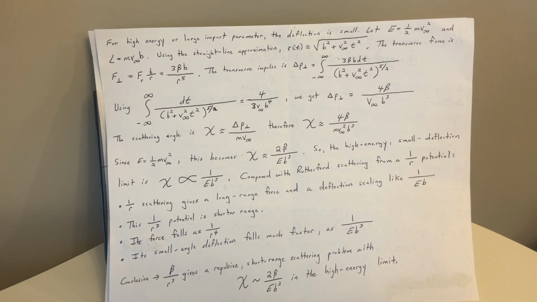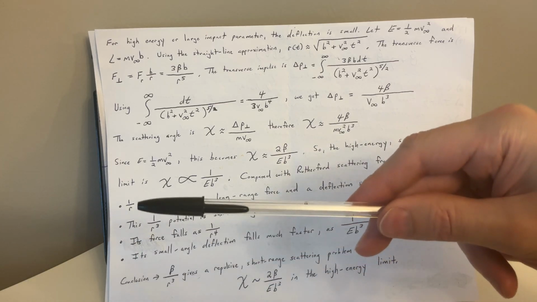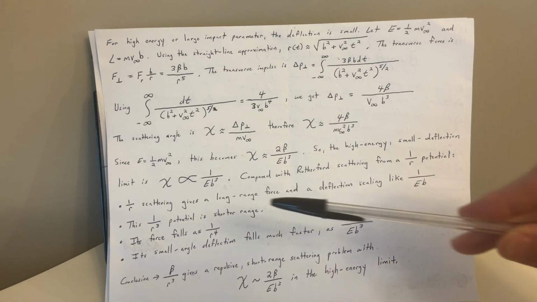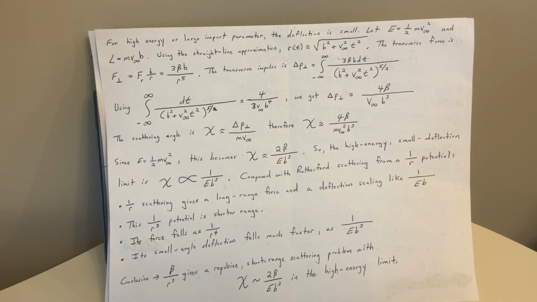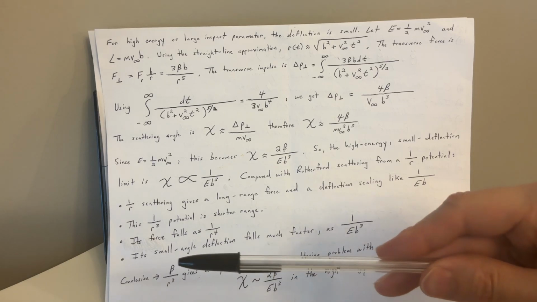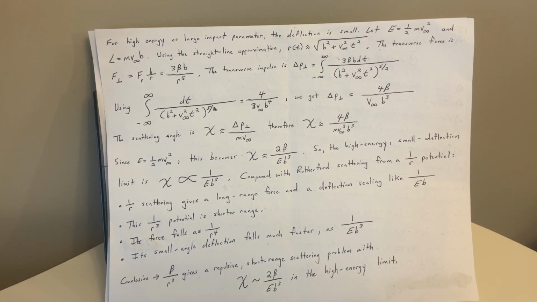Compared with Rutherford scattering from a 1 over r potential, we have these bullet points. 1 over r scattering gives a long range force and a deflection scaling like 1 over E b. This 1 over r cubed potential is shorter range. Its force falls as 1 over r to the 4th, and its small angle deflection falls much faster, as 1 over E b cubed.